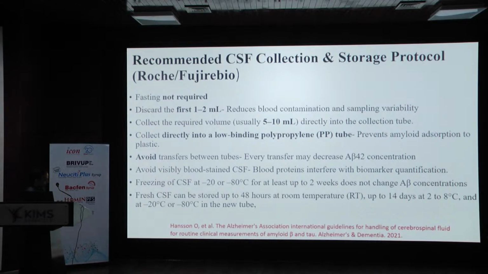So that's why you need to be very cognizant and remember that you need to have a proper polypropylene vial. You cannot take this in any vial, whichever is available in your center. And then avoid transfers between tubes. Every transfer may decrease the A beta 42 concentration, so you will get falsely negative results if the concentration varies. And then avoid visibly blood-stained CSF. Blood proteins interfere with biomarker quantification. Then freezing of CSF needs to be done at -20 or -80 for at least 2 weeks. That does not change the A beta concentration, and many others.